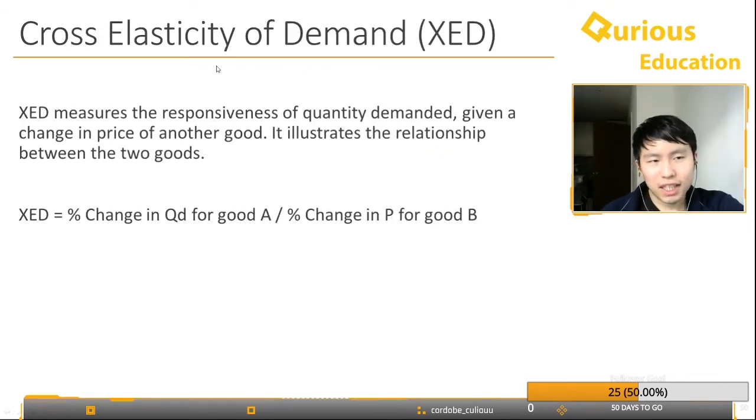But what cross elasticity of demand does is measure the responsiveness of the demand for one good given the change in price of another, and it looks at the relationship between the two goods. Again, if the two goods are complements, then they're going to have a negative cross elasticity of demand. So here's the formula, and you can just write it out.